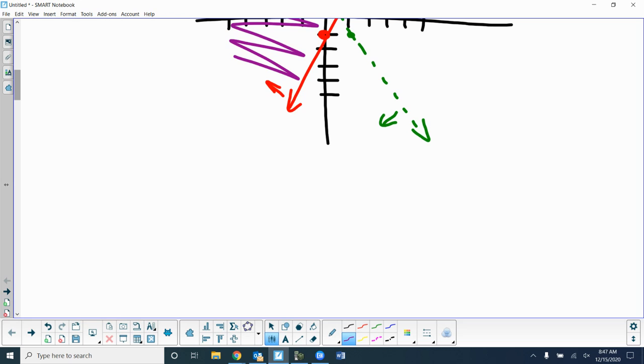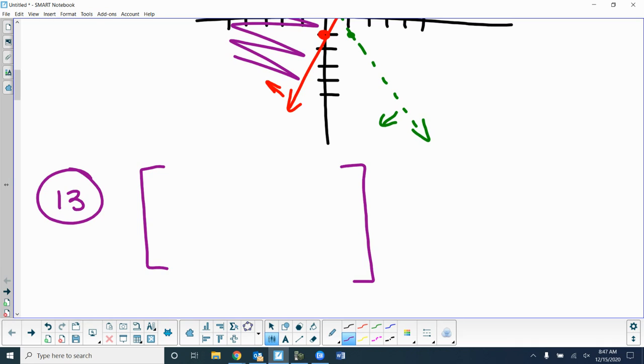Number 13. First of all, can I add those two matrices? Yeah, they have to be the exact same dimensions. What are the dimensions of those two? 2 rows, 3 columns, right? 2 by 3. So all you have to do is add the ones that are in the same spots.